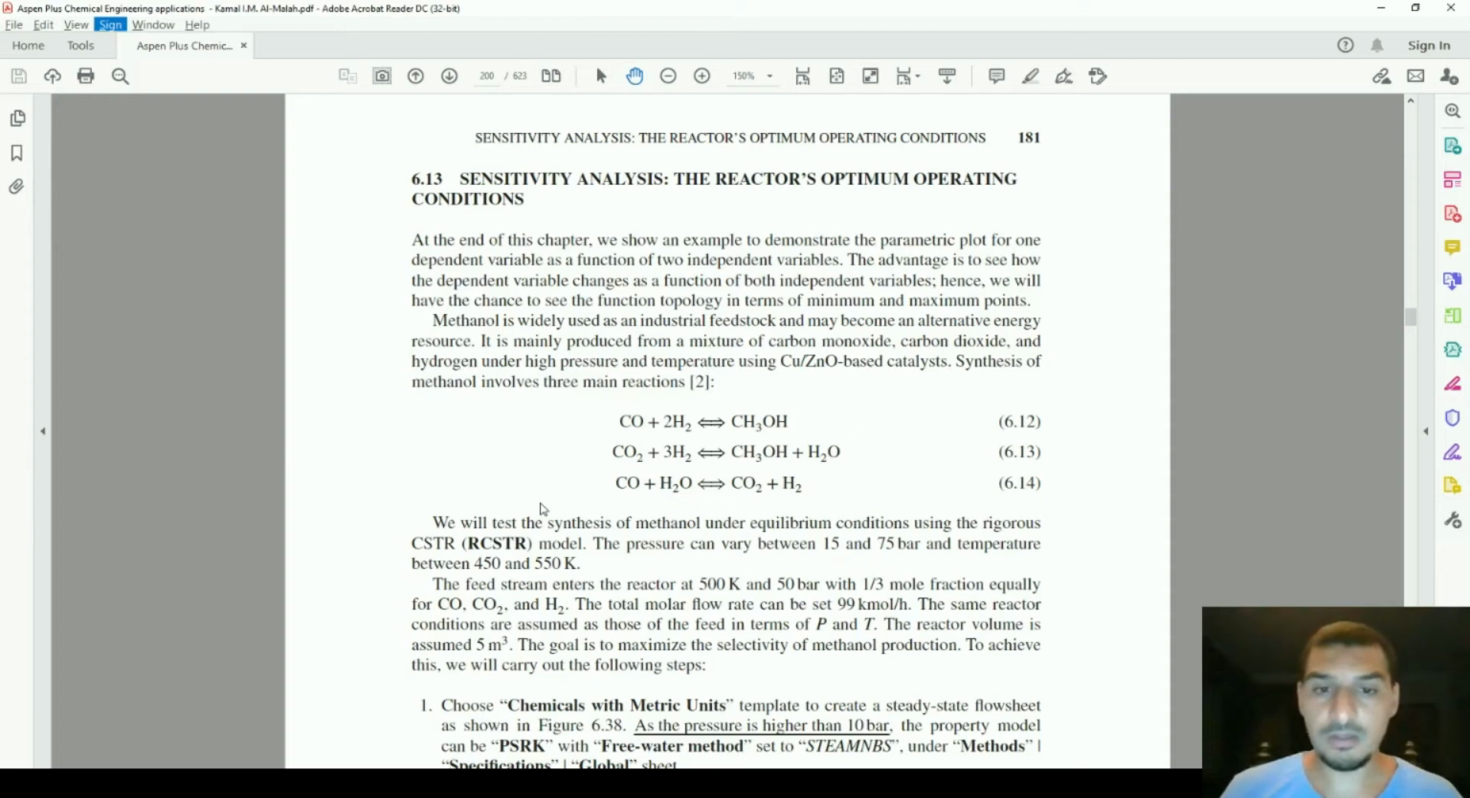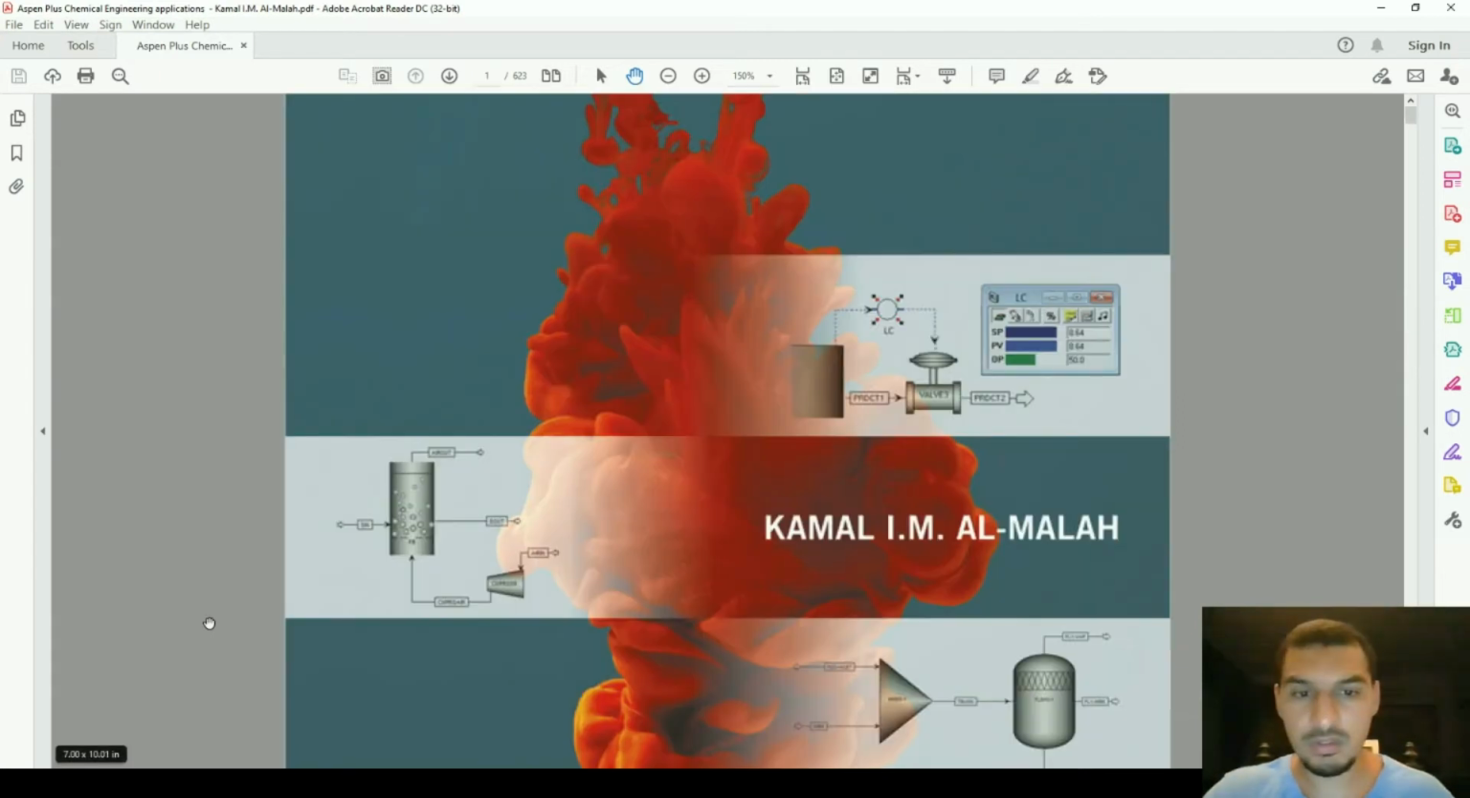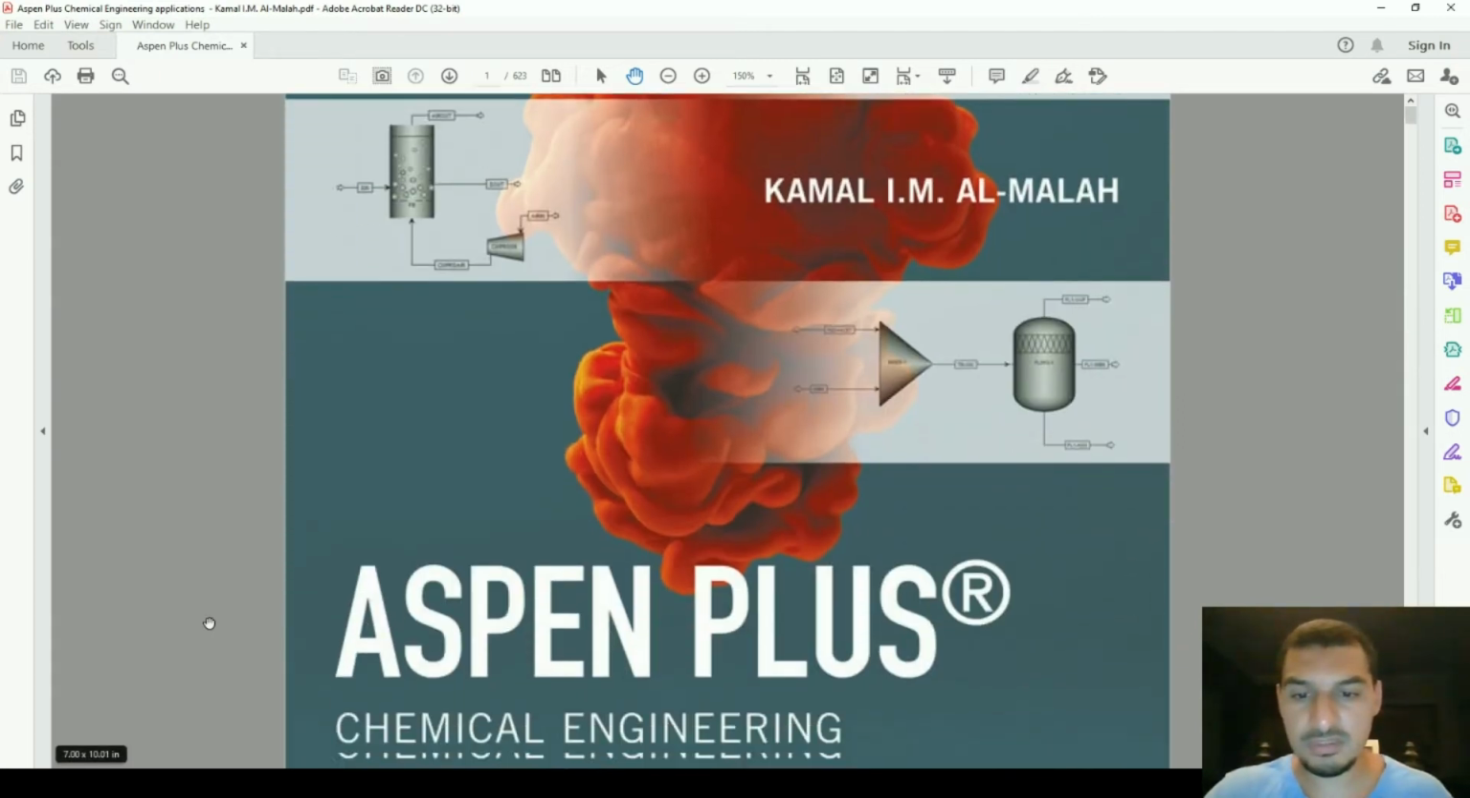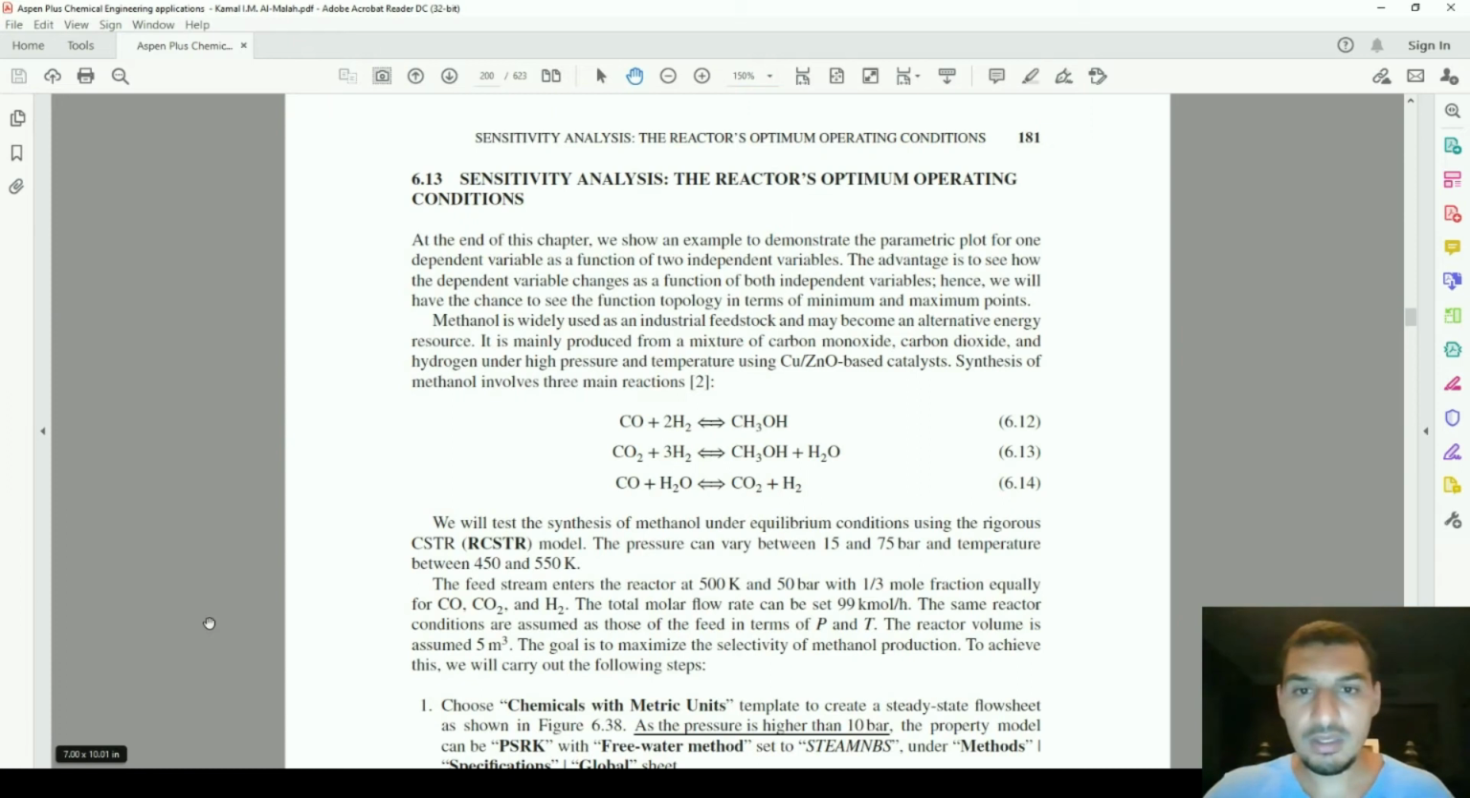Hello everybody. In this video we're gonna solve one example in the textbook named the Aspen Plus Chemical Engineering Applications. It's example 613 in page 181. The reason I'm solving this example is that I got questions about this example from one of the audiences who couldn't solve it or had problems with following up with it.